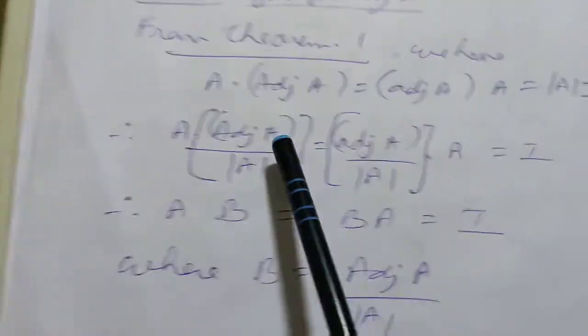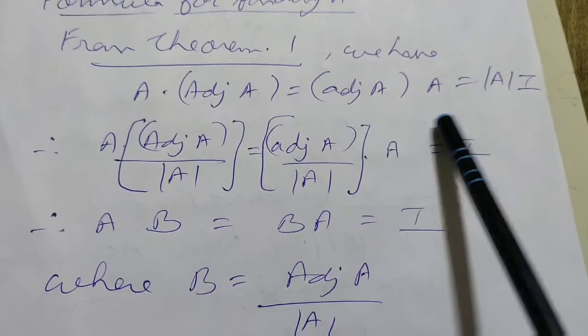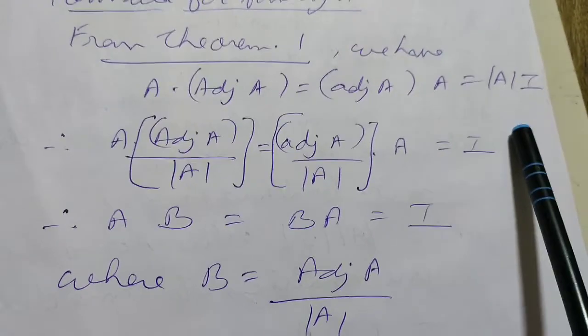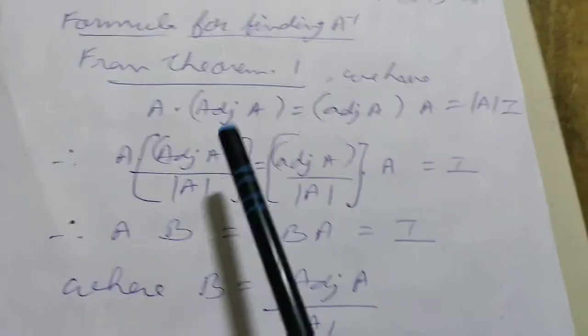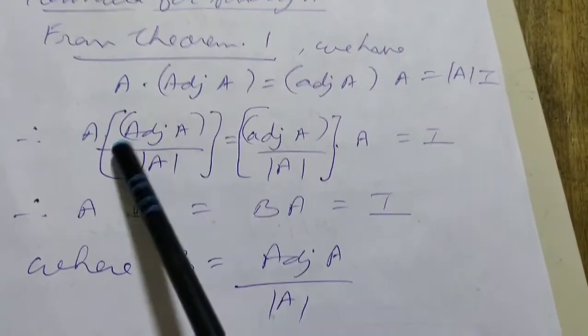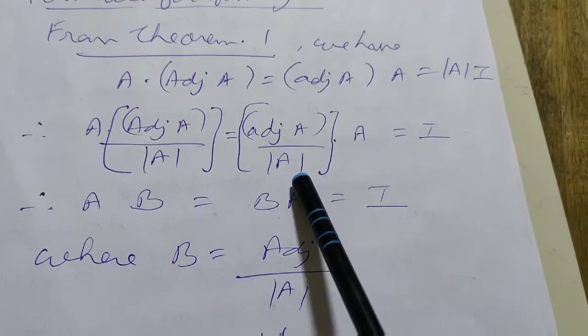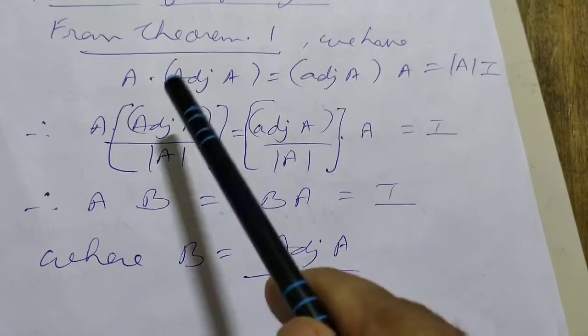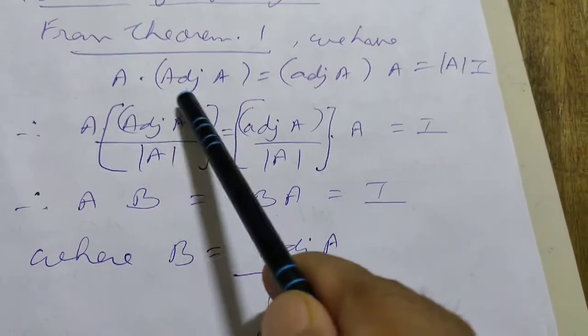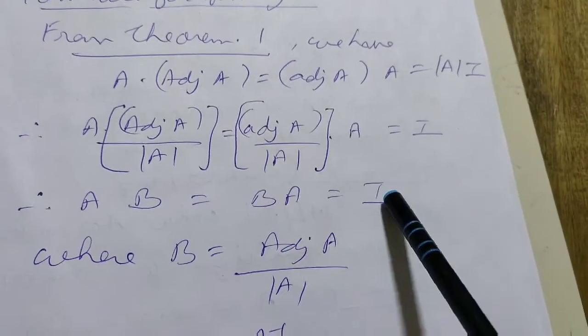You can see it here. A into adjoint of A equal to adjoint of A into A equal to determinant of A into I. This is what we have got from theorem 1. And dividing all the three now by determinant of A, we will get A into adjoint of A over determinant of A equal to adjoint of A over determinant of A into A equal to I. Then this is a scalar quantity, so we can take this whole as matrix B. So what we are getting here, A into B equal to B into A equal to I.